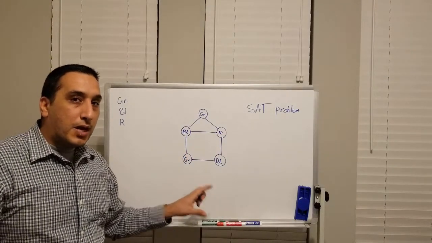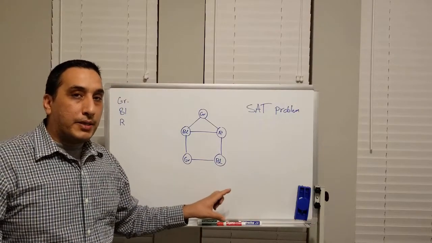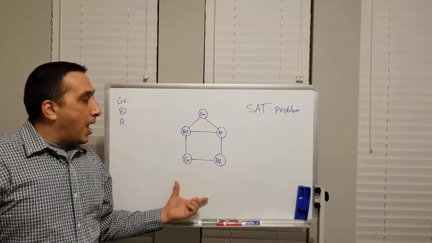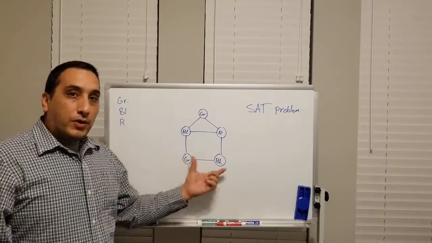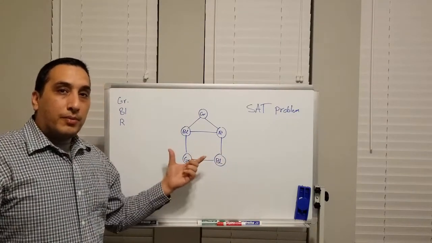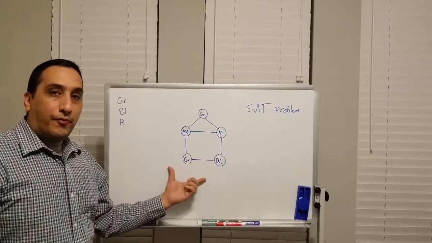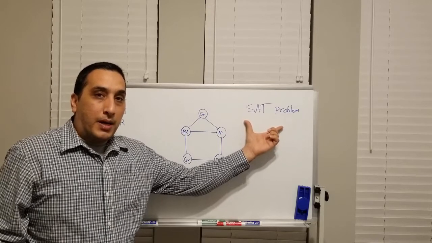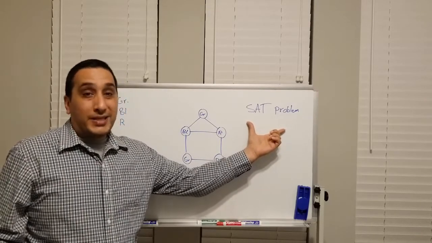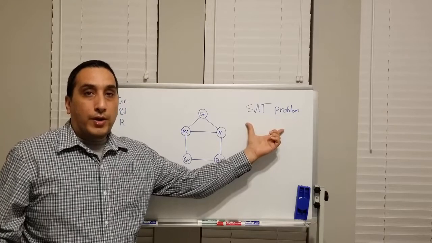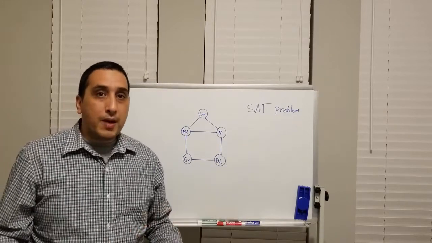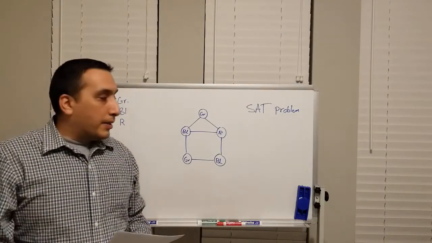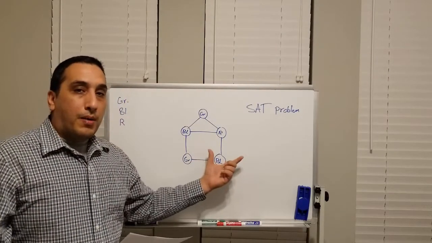Because if it is not NP complete, then I can solve the three coloring problem in polynomial time. And therefore, I can also solve the problem that I derived the three coloring problem from, the satisfiability problem, in polynomial time. And that's a contradiction to what we already know. So this is the approach that we're going to take to conclude that the three coloring problem is NP complete.